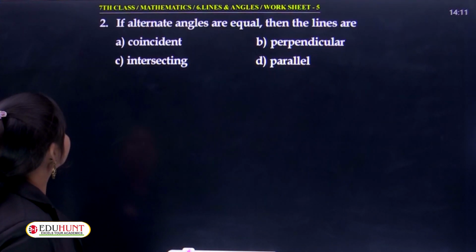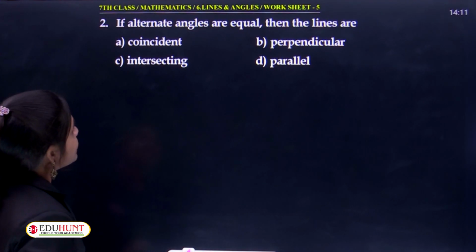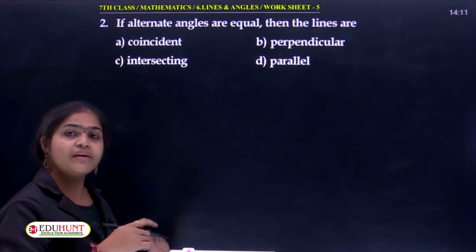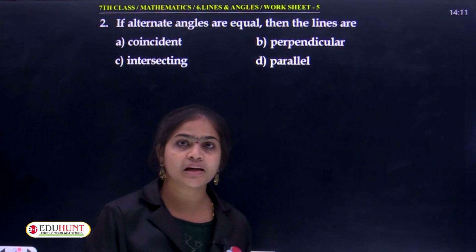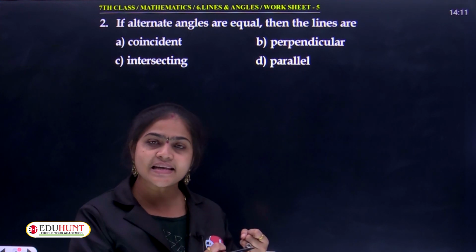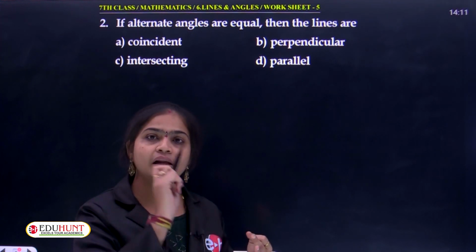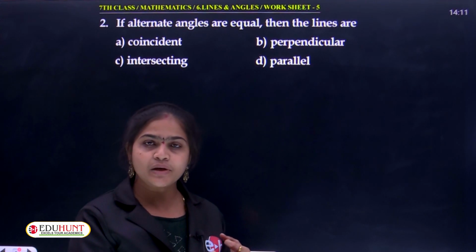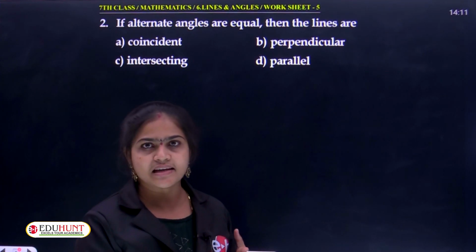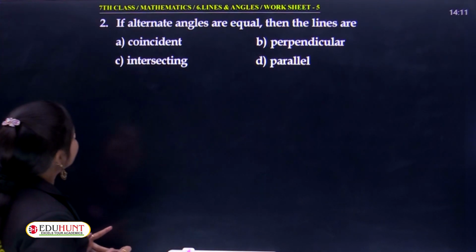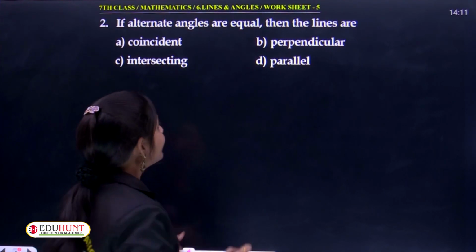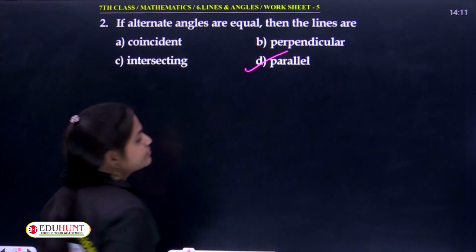Next, if alternate angles are equal, then the lines are parallel. When can we say that alternate angles are equal? If the given lines are parallel, then we can say that alternate interior angles are equal, corresponding angles are equal, alternate exterior angles are equal, and vertically opposite angles are equal. We know that for intersecting lines also. And alternate interior angles are equal when the given lines are parallel.